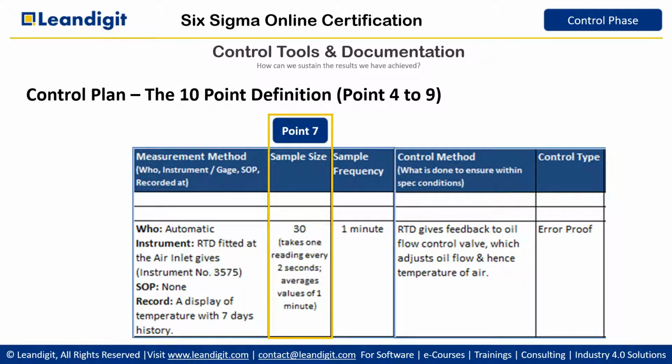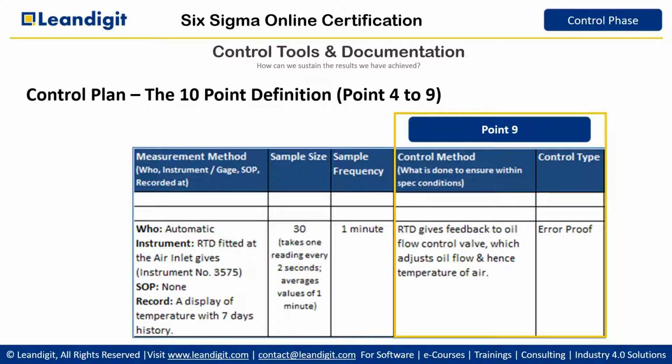Point number 7 is sample size. The reading is being taken every 2 seconds, and 30 readings are averaged, and therefore our sample size is 30 and our sample frequency is 1 minute. What is the control method? The control method is that the RTD gives feedback to the oil flow control valve, which adjusts the oil flow and hence the temperature of the air. It is an automatic control system, therefore the control type is error proof.